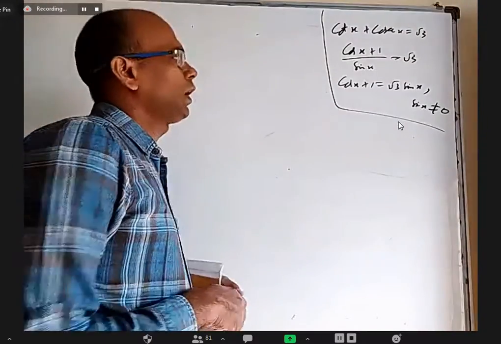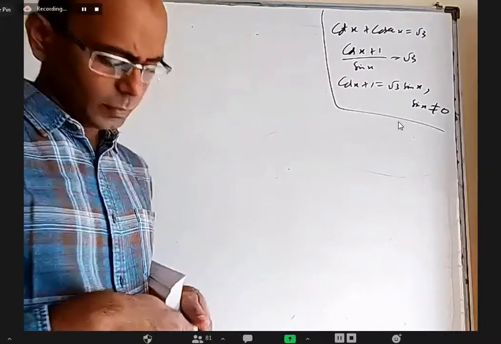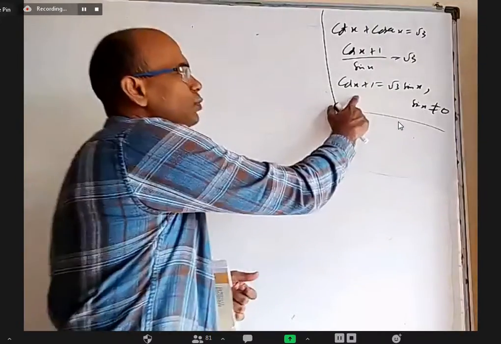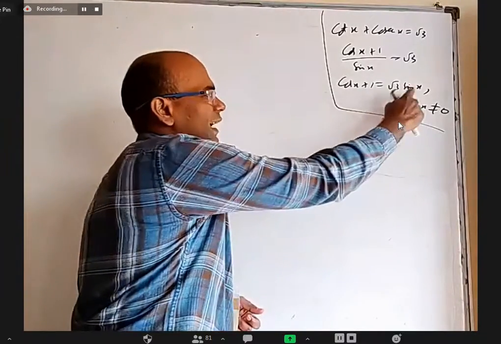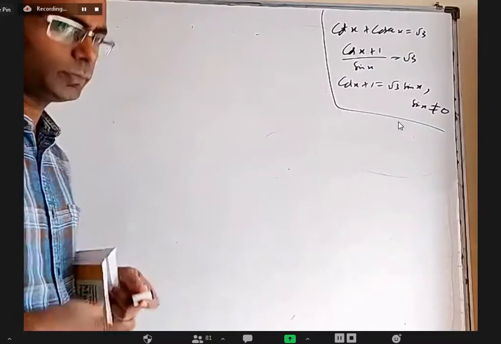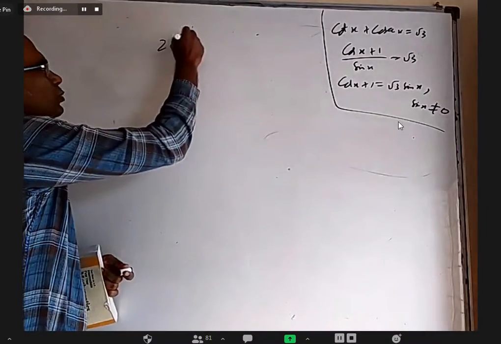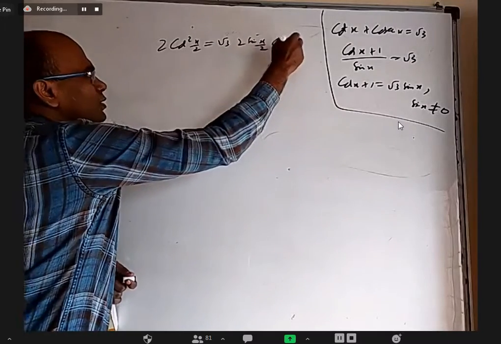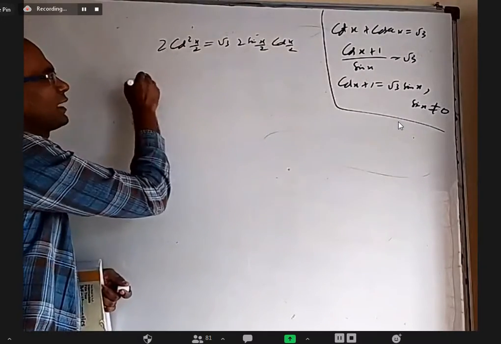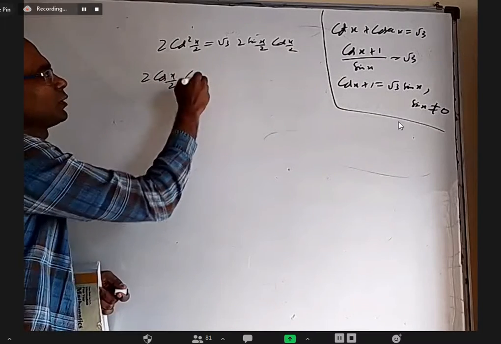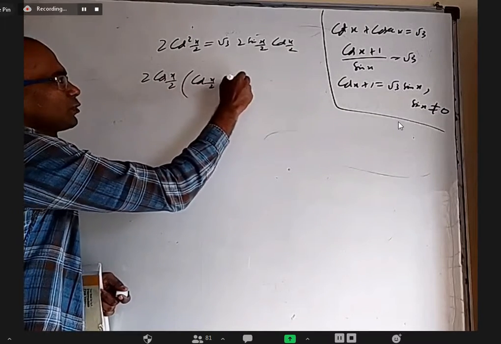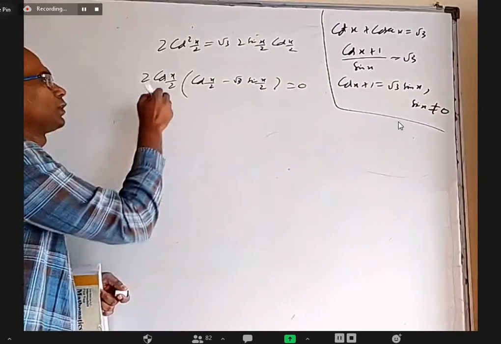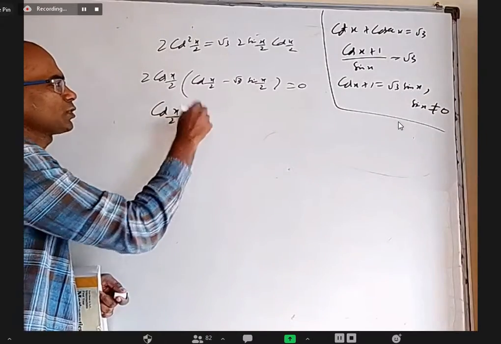Okay. How to do this? 3 methods. Somebody can write this as 2 cos square x by 2. Sin x has 2 sin x by 2 cos x by 2. Let us see what happens. 2 cos square x by 2, 2 sin x by 2 cos x by 2. If you bring one side and take 2 cos x by 2 common, you will get cos x by 2 minus root 3 sin x by 2 equal to 0. You will get cos x by 2 equal to 0, or this one equal to 0.